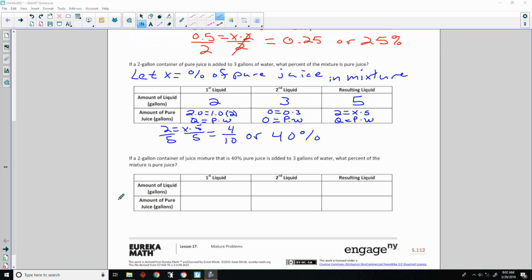Okay, continuing. A 2-gallon container of juice mixture that is 40% pure juice. What we did was mix pure juice with 3 gallons of pure water and get a 5-gallon mixture that's 40% juice. We're now going to take 2 gallons of that mixture of the 5. We're going to take 2 gallons out.